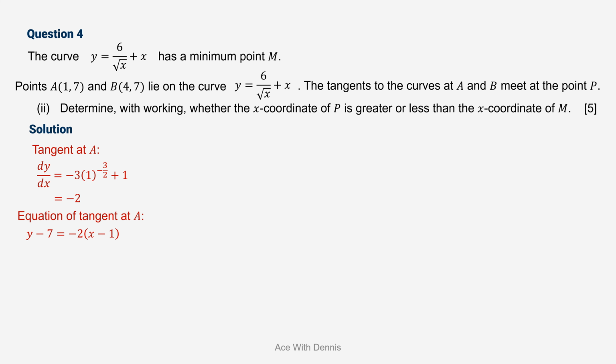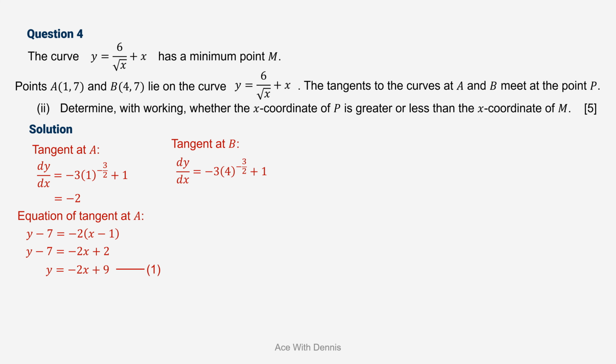Alright, so this is to form the equation of a straight line using the formula y minus y1 equals m times (x minus x1). So the next thing we need to do is just rearrange this equation to make y the subject. So first we expand the bracket, y minus 7 equals negative 2x plus 2. So y equals negative 2x plus 9. I will label this as the first equation. So I will do the same thing for the tangent at point B.